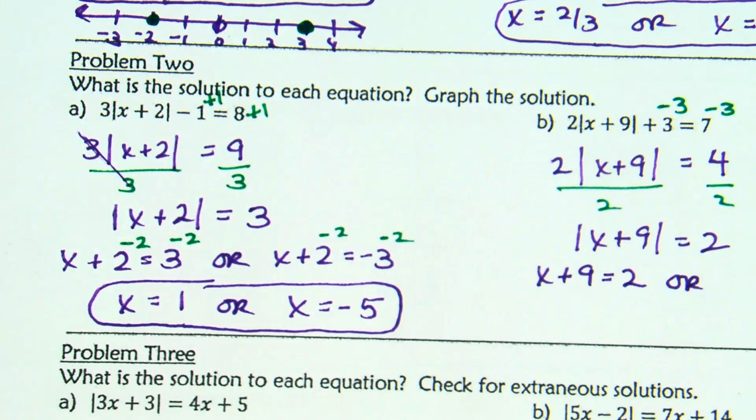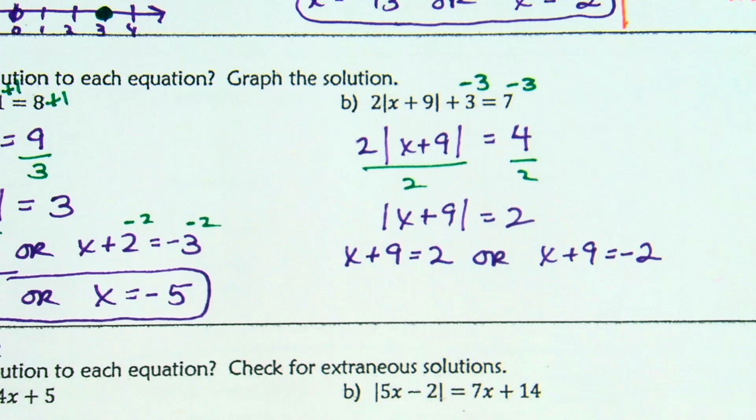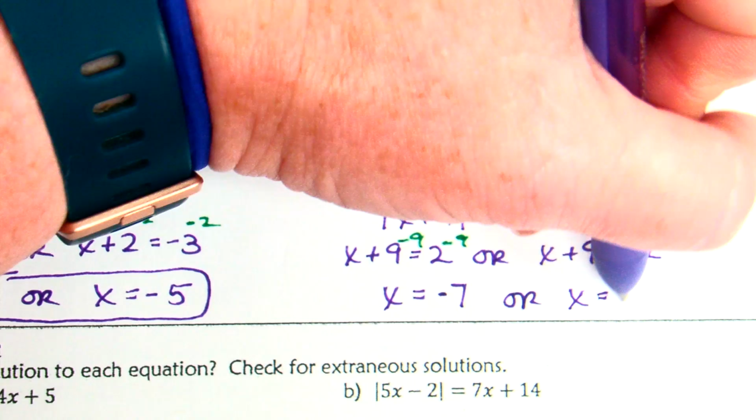Okay. If it's x plus 9, what did you guys do? Yeah, subtract 9. So, 2 minus 9 is negative 7, or negative 2 minus 9 is negative 11. Okay.